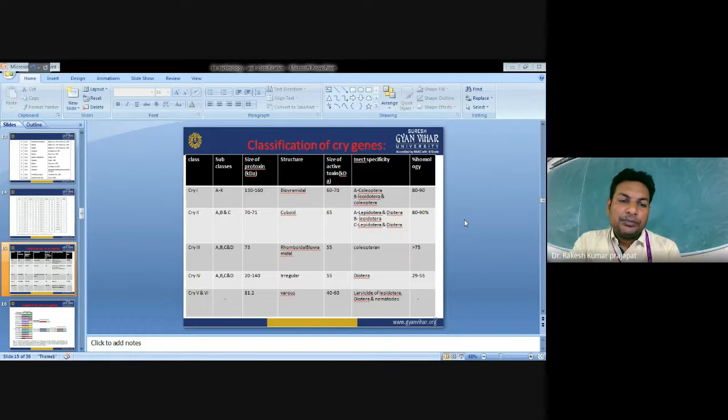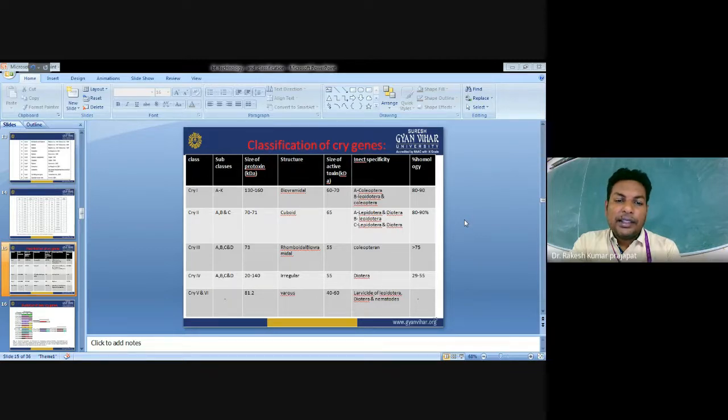Take the example of Cry3 protein, which has subclasses A, B, C, and D. Size of protoxin is 73 kilodalton. Structure is rhomboidal bipyramidal. Size of active toxin is 55 kilodalton. Insect specificity is Coleoptera. Percent homology is more than 75%.